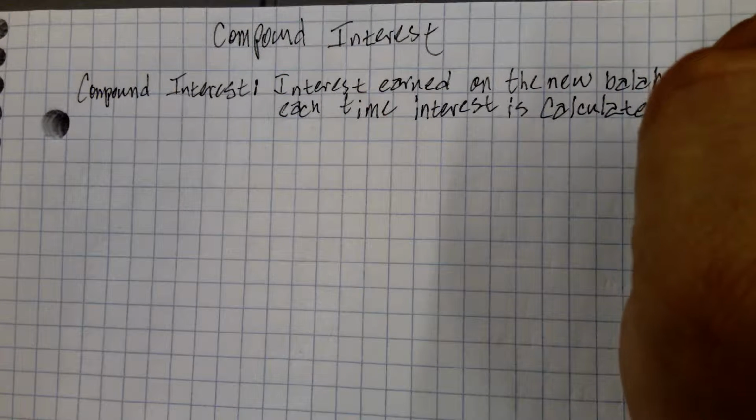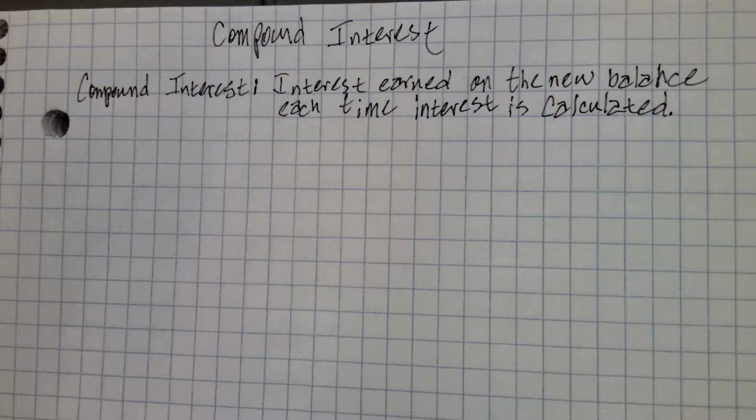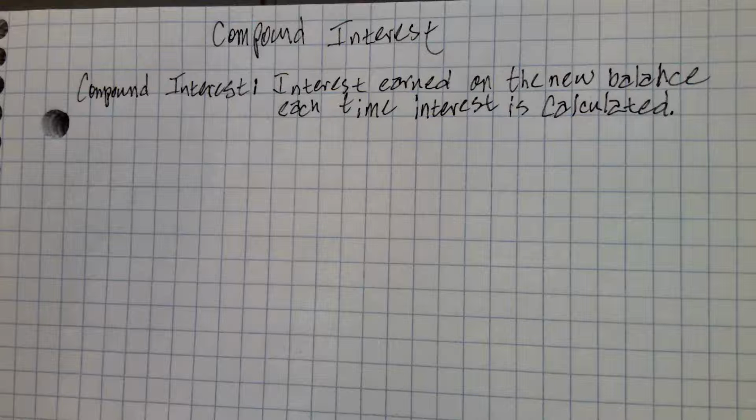So basically, like the video showed us, it's not like simple interest where you only earn interest on your principal, the first part you put in. You earn interest on all your money in the bank. Whatever your total balance is, you earn interest on that. And then you'll have a new balance, and then you'll earn interest on that, and so on and so forth. Okay? So we're going to see that that grows exponentially. Basically, the longer you keep the money, the more you're going to earn.